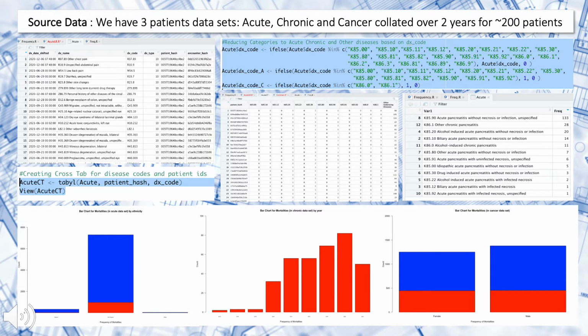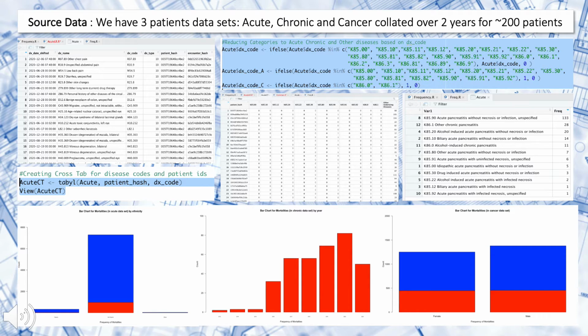70% of my project work is dependent on the diagnosis table, shown in the upper left corner of the slide, which contains patient IDs and disease codes. On the right side of the table, you can see that DX code categories have been reduced to binary codes or dummy variables as 0 and 1 based on their presence as acute, chronic, and other underlying diseases.